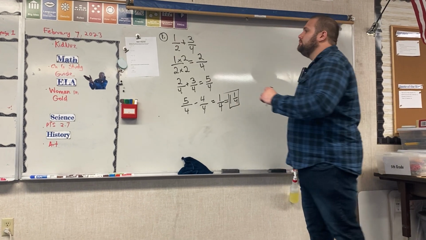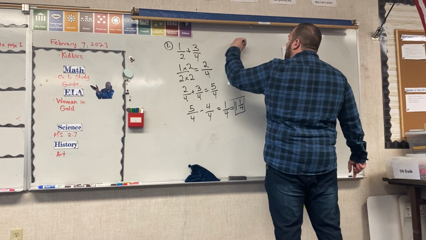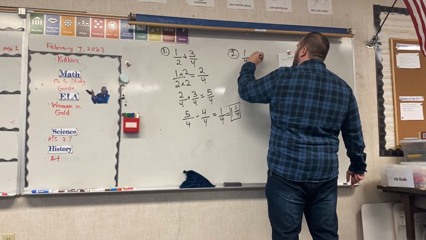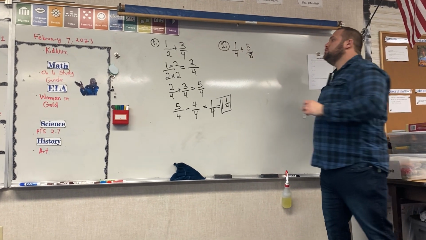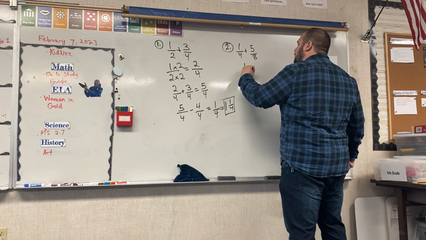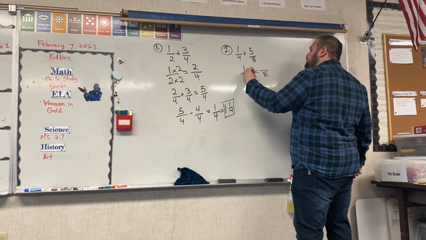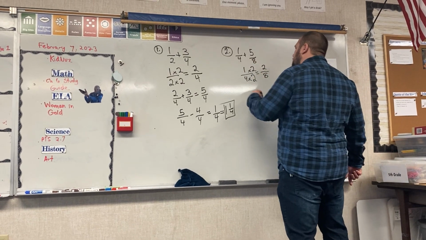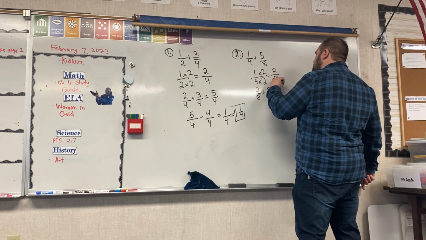Okay, number 2. 1/4 plus 5 over 8. Find a common denominator. I know 4 goes into 8 2 times. So I take 1 over 4. And to get that 4 into an 8, I multiply it by 2, which means I got to multiply the 1 by 2. 1 times 2 is 2. So I get 2 over 8 plus 5 over 8 equals 7 over 8.